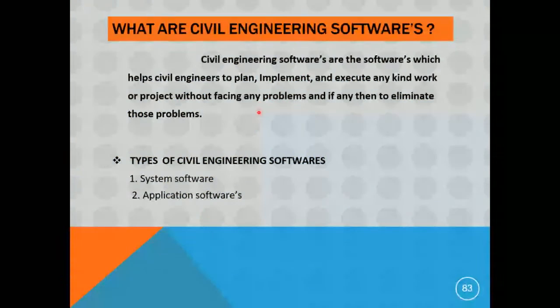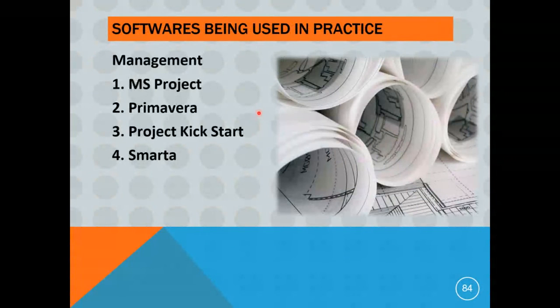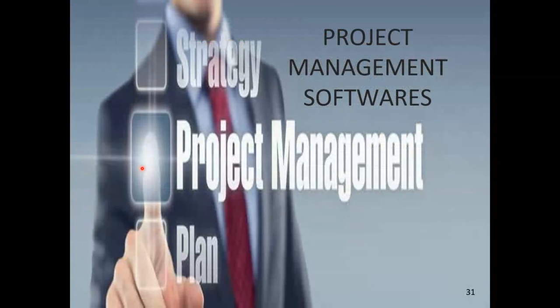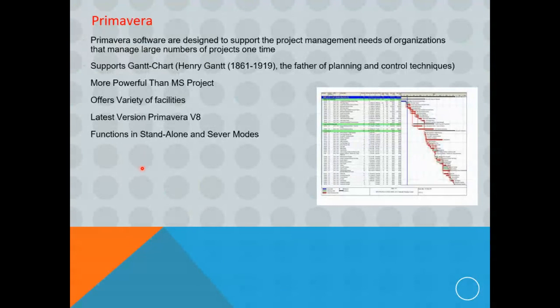And we can have software applications for different purposes, like management and sketching. For management, we use Primavera. You can see different activities here. Gantt chart. What is a Gantt chart?